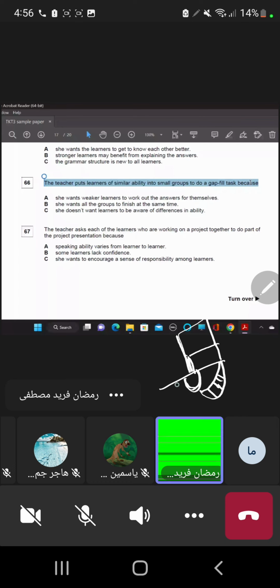The teacher puts learners of similar ability into small groups to do... When you group the students who are the same level, is that because you want them to finish at the same time? That would be a very silly reason. It wouldn't be a good reason. It would be a silly reason.